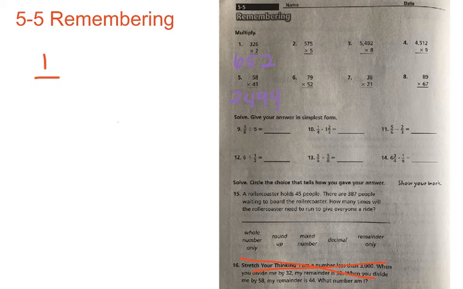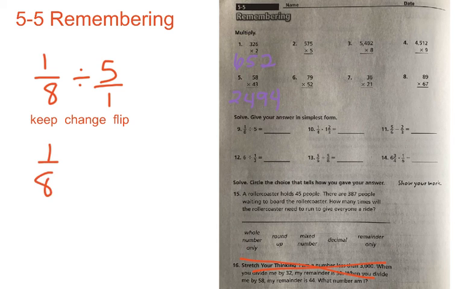Number 9 says 1/8 divided by 5. Well, we know we have to write 5 as a fraction. Okay, so what we have is 1/8 divided by 5 over 1. When we divide, we have our chant, and that's keep, change, flip. So we keep the first number the same, 1/8. We change our sign. We go from division to multiplication, and then we flip our other fraction. So instead of 5 over 1, it becomes 1 over 5. And now we can multiply straight across.